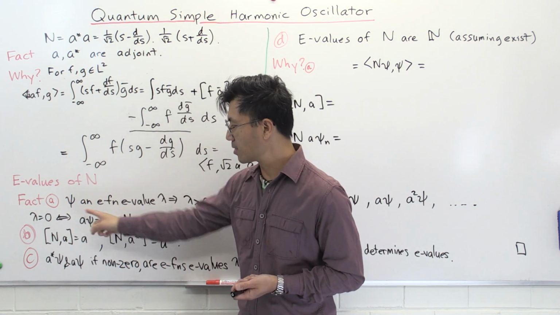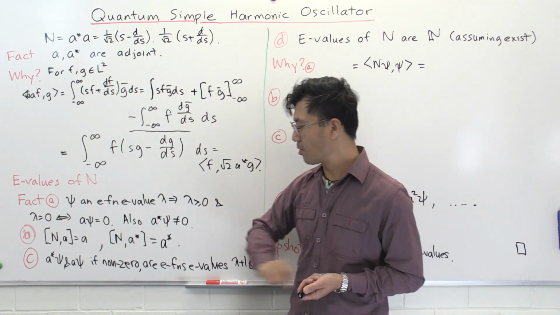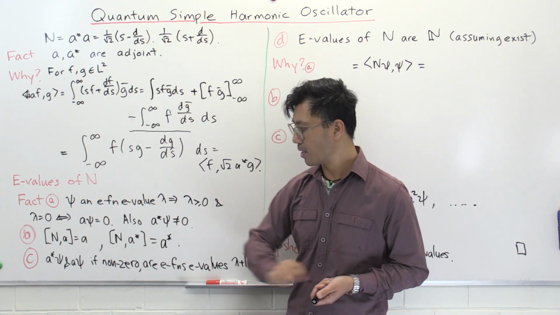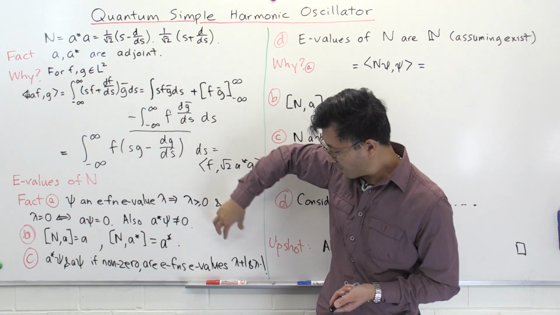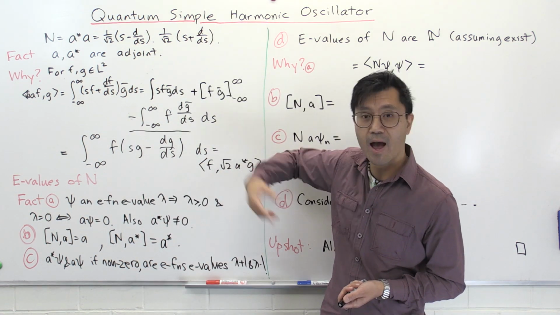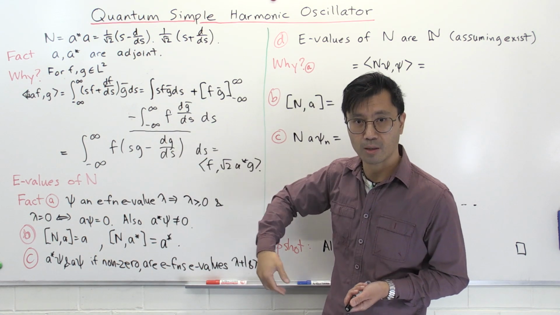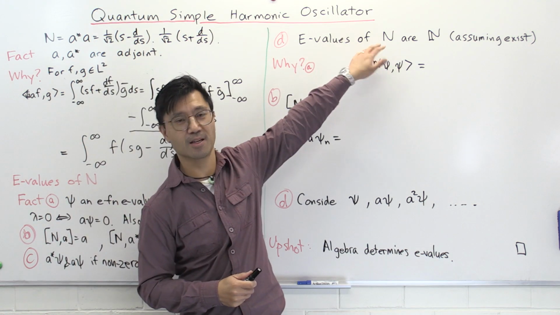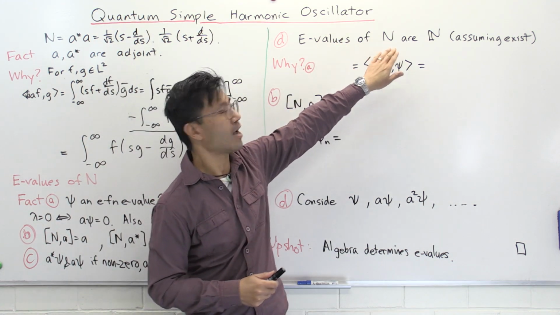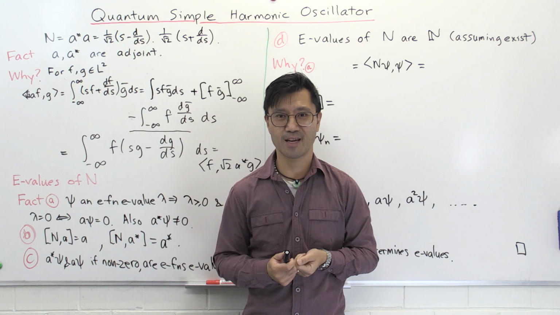And I've said when A psi is 0, A star psi is never 0. You can generate two new eigenfunctions, and their eigenvalues are very simply related to the original. You either add 1 to the eigenvalue or subtract 1. And now finally, we can say what the eigenvalues of n are. The eigenvalues of n are, in fact, all the natural numbers. That's all they are.